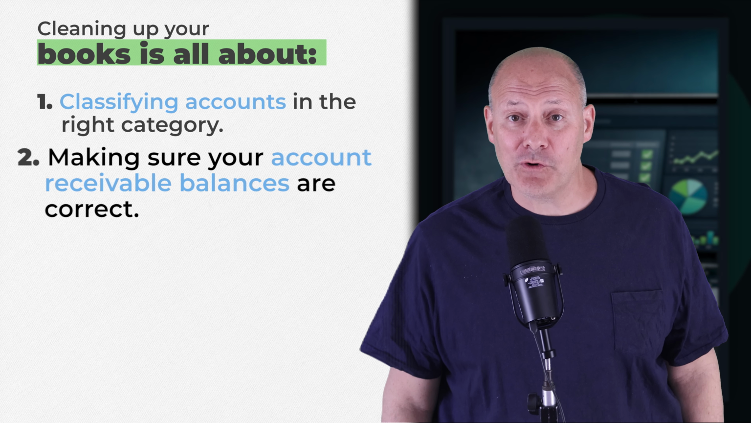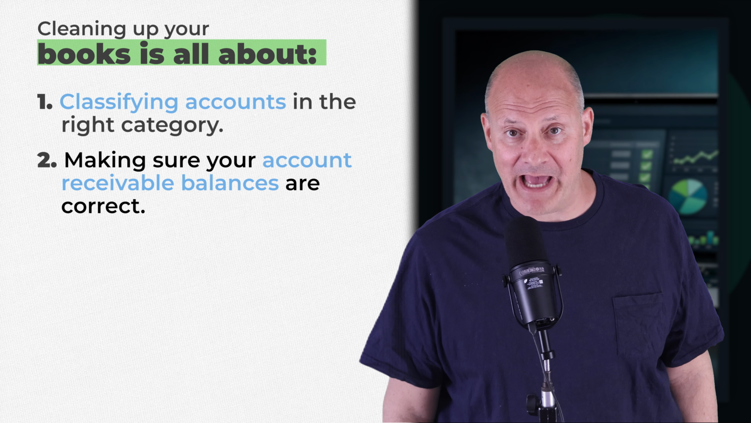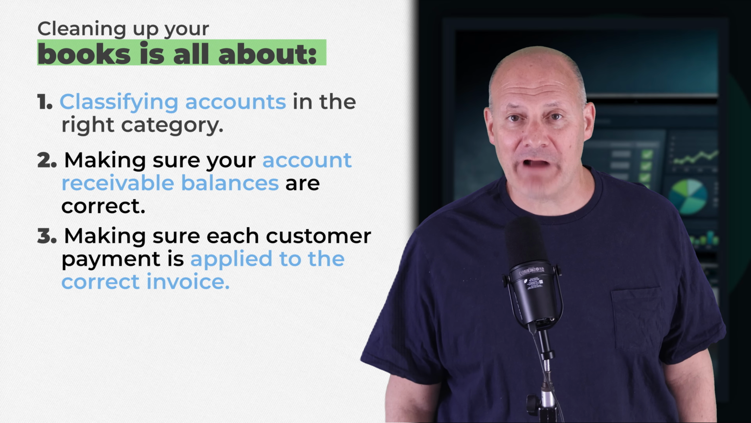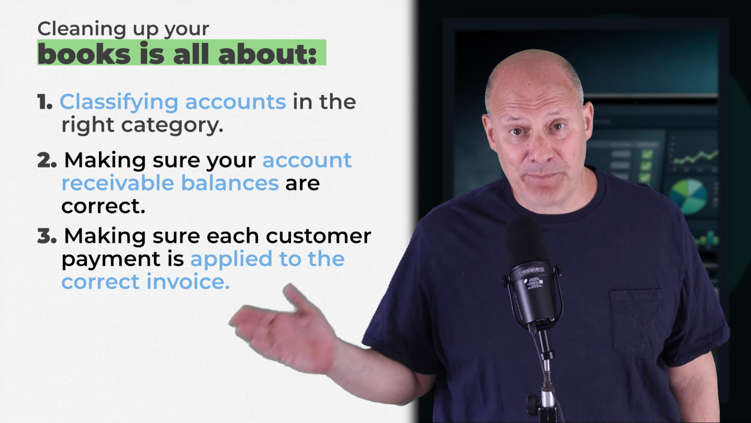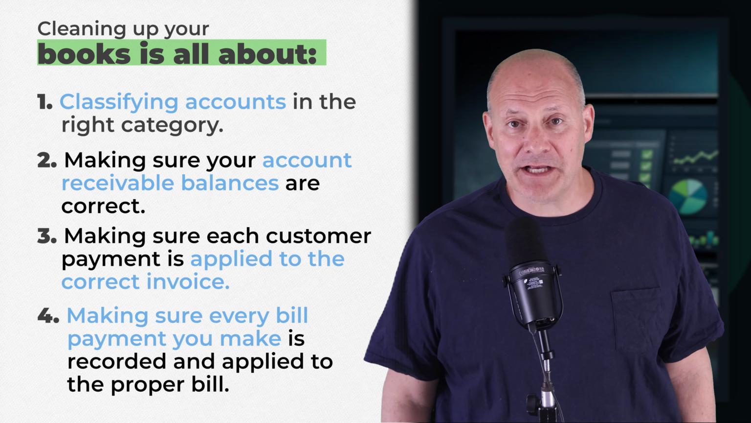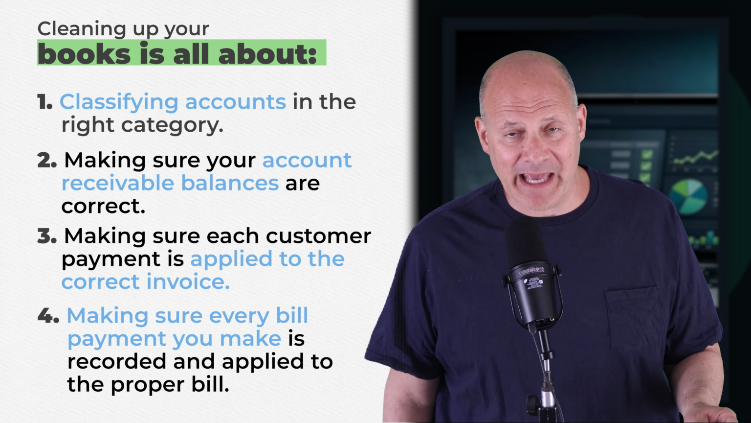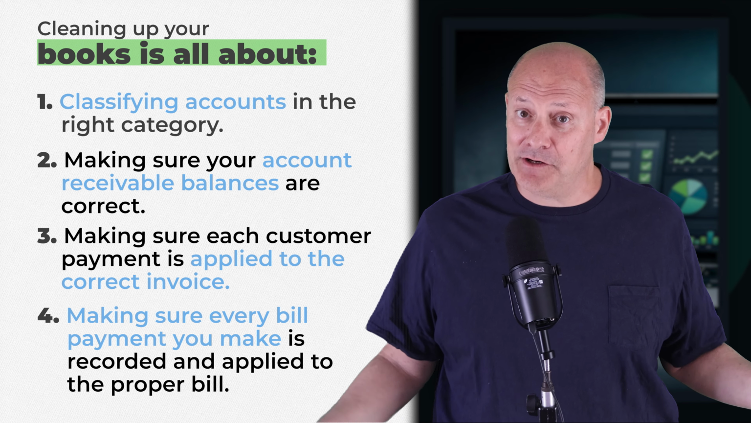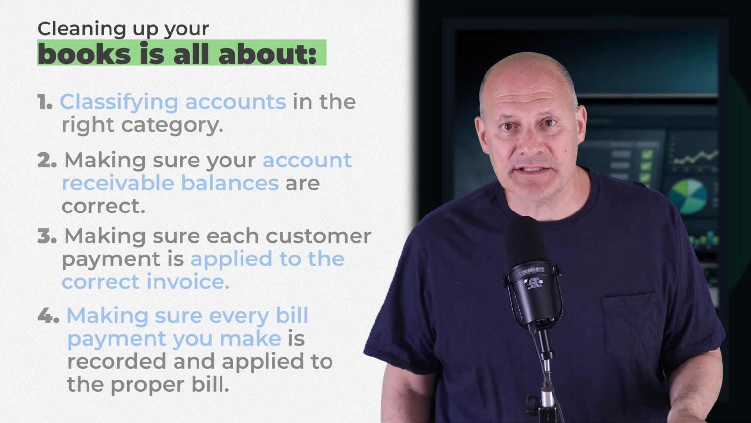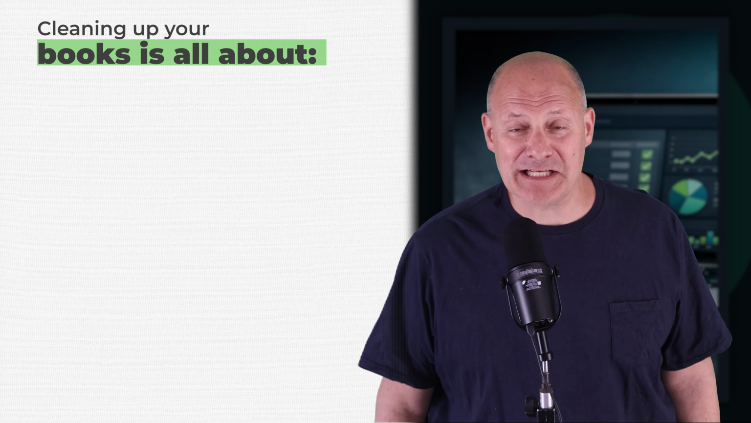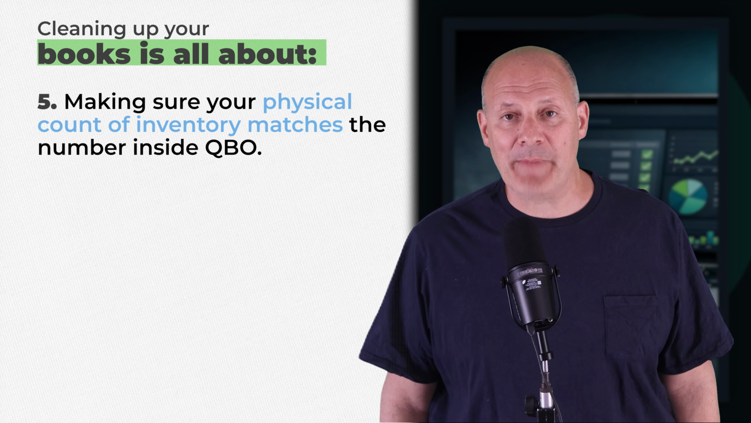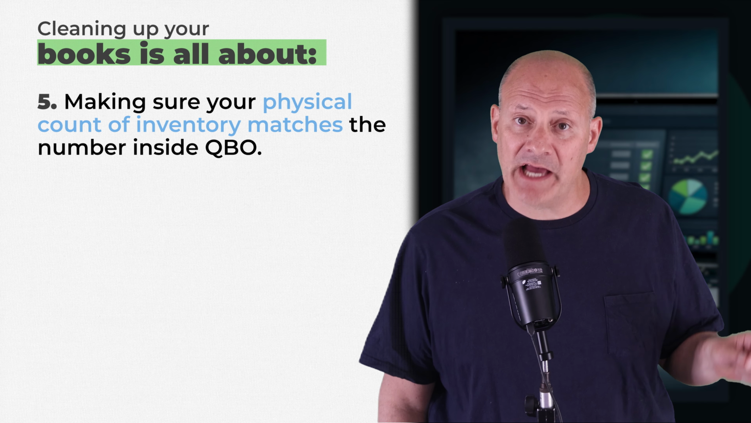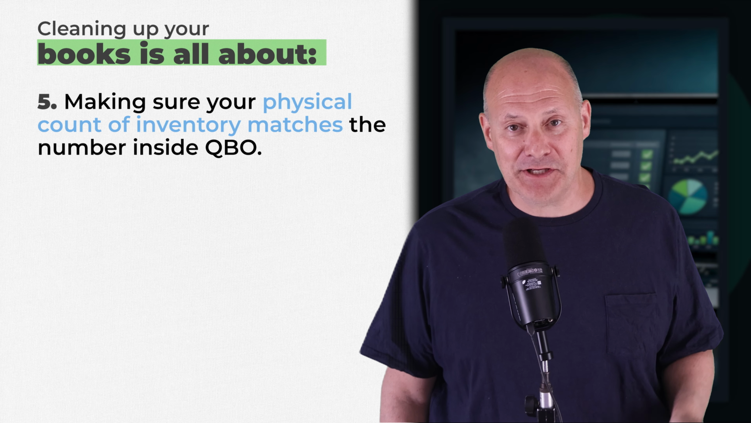And it's about making sure your accounts receivable balances are correct and making sure each customer payment was applied to the correct invoice. On the accounts payable side, it's also about making sure that every bill payment you made was recorded and applied to the proper bill. How do you know how to do that? Take this course. And if you have a merchandise business, it's also about making sure your physical count of inventory matches the number inside your QuickBooks Online. How do you do that?